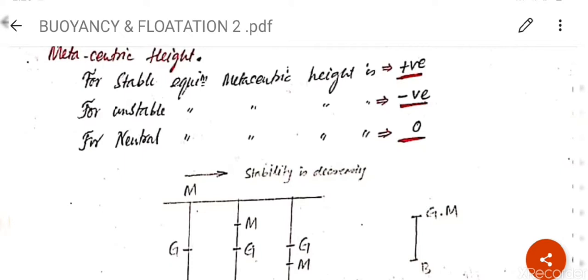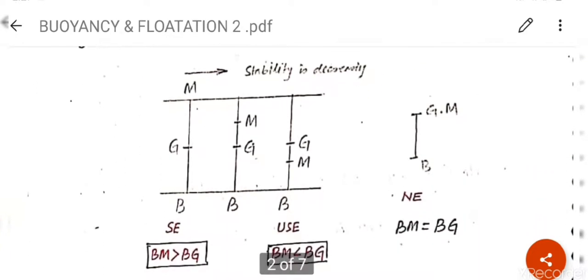For unstable equilibrium, metacentric height is negative, meaning M is below G. For neutral equilibrium, metacentric height is 0, meaning G and M have no distance. They will coincide, meaning G and M both will coincide at a point. See the diagram, it will be more clear.